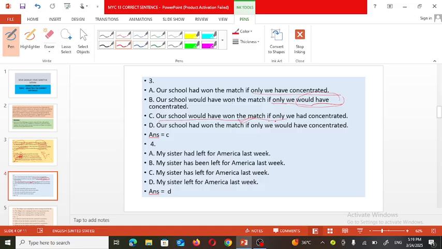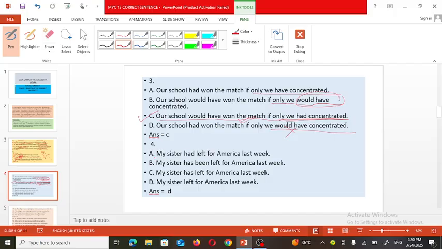So this is the condition: if only we had concentrated. If we only had concentrated, then only was it possible that our school would have won the match. So this is the correct sentence. Our school had won the match if only we would have concentrated. So would have concentrated, that is again wrong.